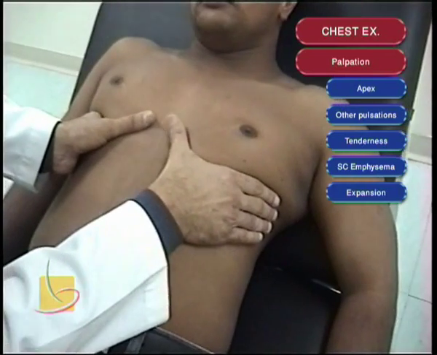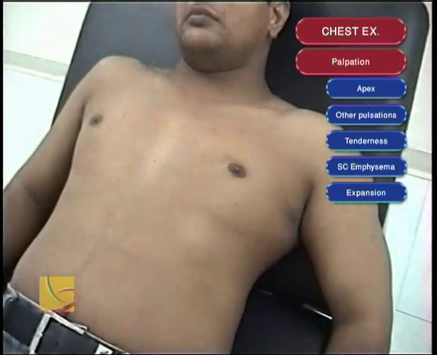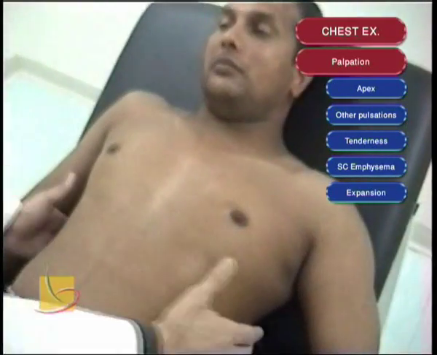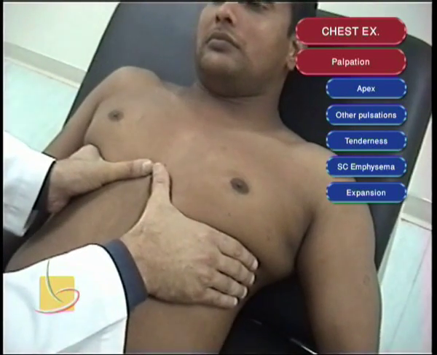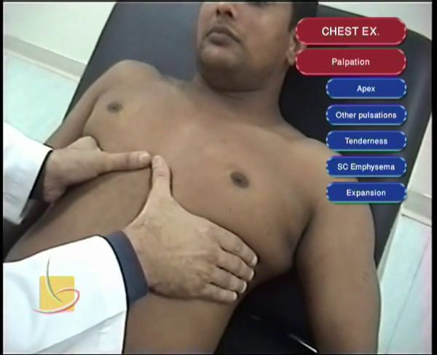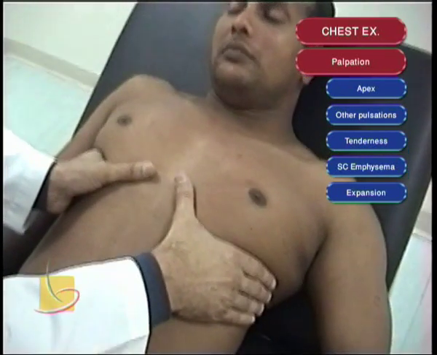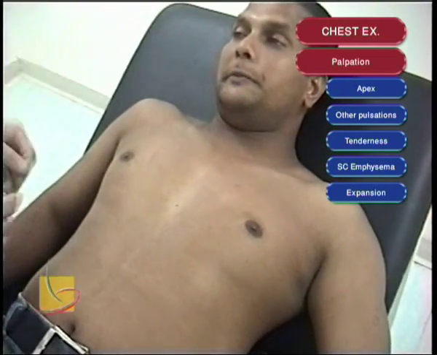Again, I now notice that my fingers are moving away from each other by a reasonable distance. Actually, it is more than 3 centimeters. Again, notice that. Normally, the chest expansion should be like this. That is to say, again, look, equal. Bilateral, they are the same, they are moving the same distance, 3 to 5 centimeters, approximately.